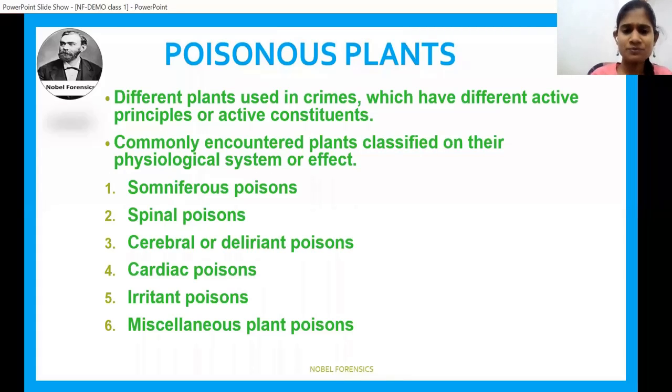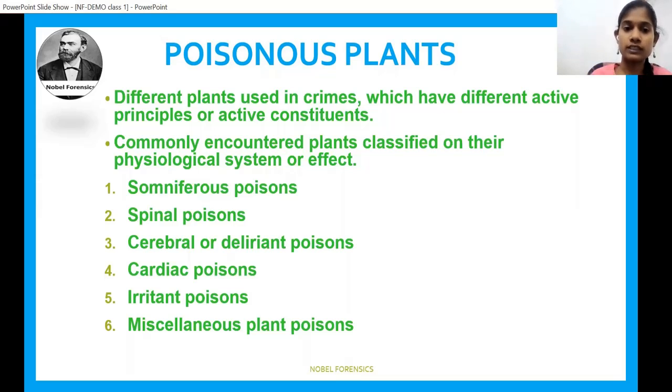For example, irritant poisons: Calotropis gigantea and Ricinus communis are irritant poisons. Calotropis gigantea is usually used as an abortifacient, and it is also an irritant poisonous plant. Then cardiac poisons show their poisonous effect on the cardiac system, meaning the heart. So in cases of cardiac poisons, the heart should be collected as a sample for analysis, and this is a previous question in UGC NET 2020.